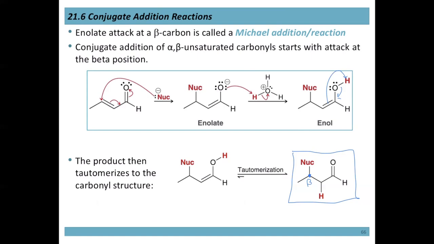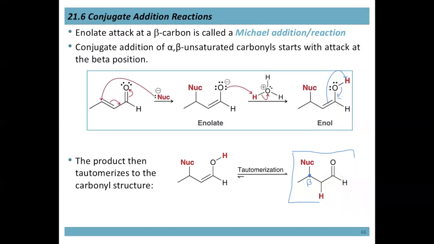In fact, I'll give you a little mental quiz to think about. We showed earlier in the chapter how to do alpha substitution with a nucleophile, how to substitute a nucleophile here. There's a method that we learned, so see if you can remember that.